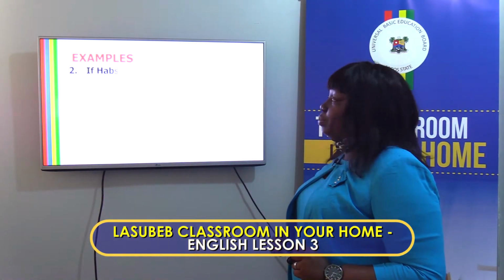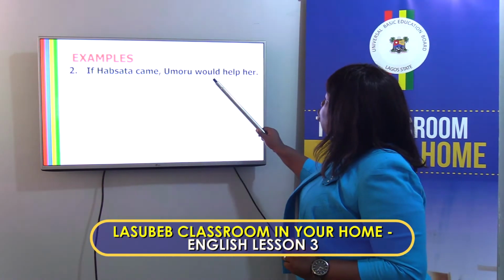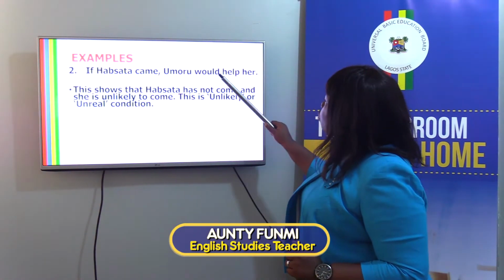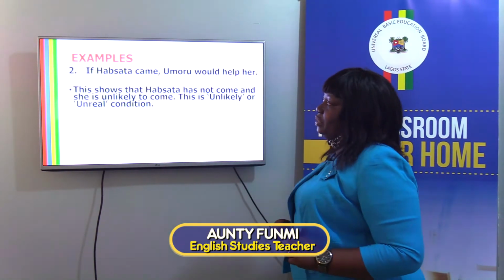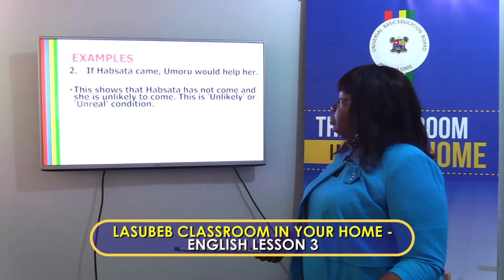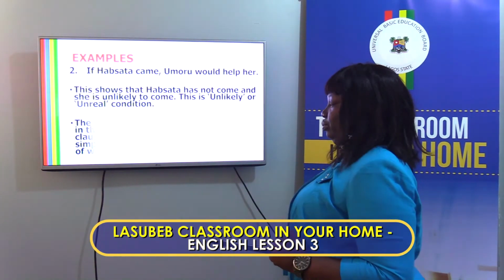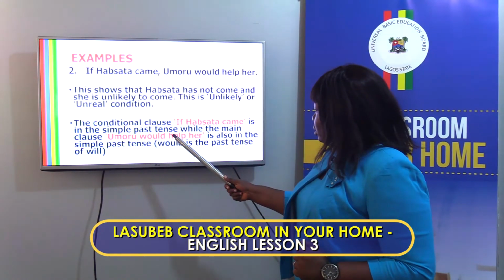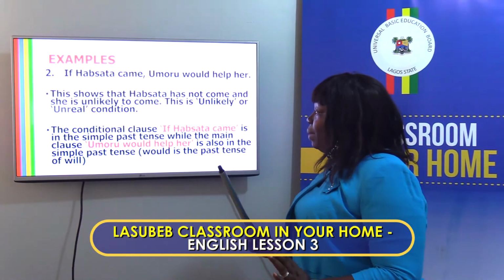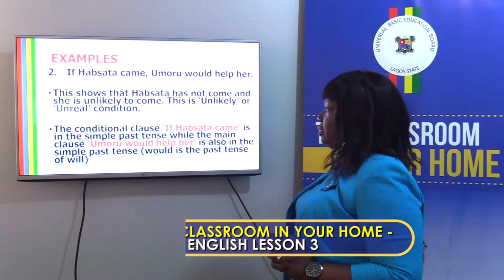Let's have another example, please. If Absata came, Umoru would help her. This shows that Absata has not come and she's unlikely to come. This is known as the unlikely or unreal condition. The conditional clause, if Absata came, is in the simple past tense, while the main clause, Umoru would help her, is also in the simple past tense.